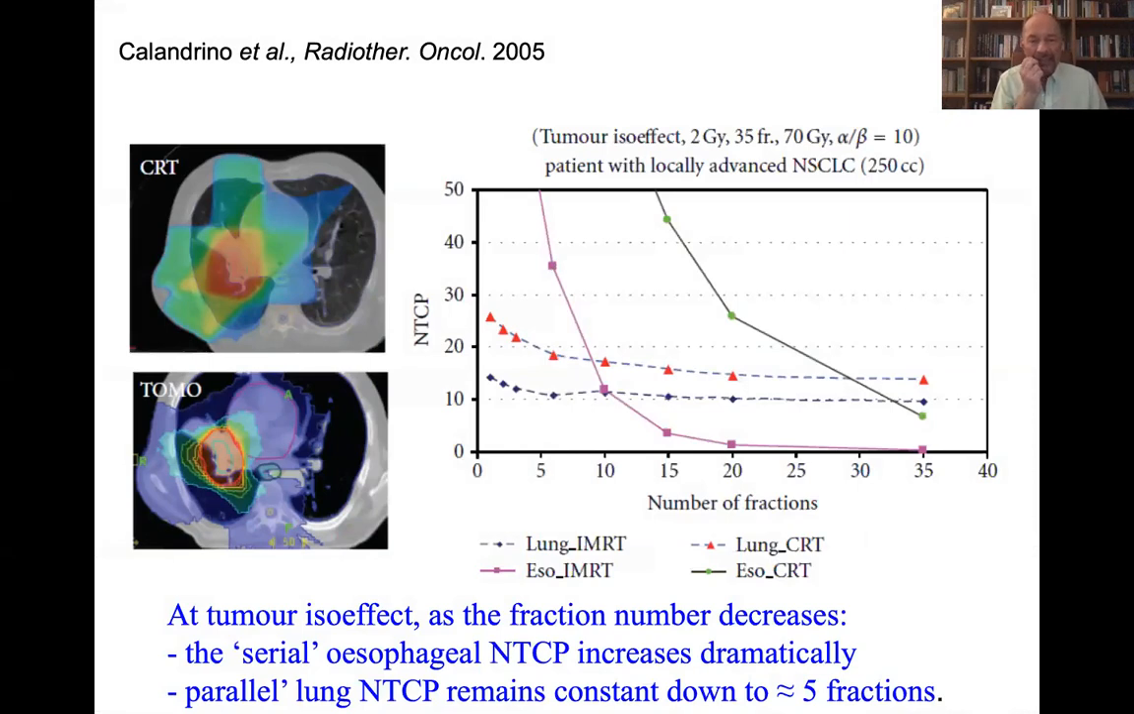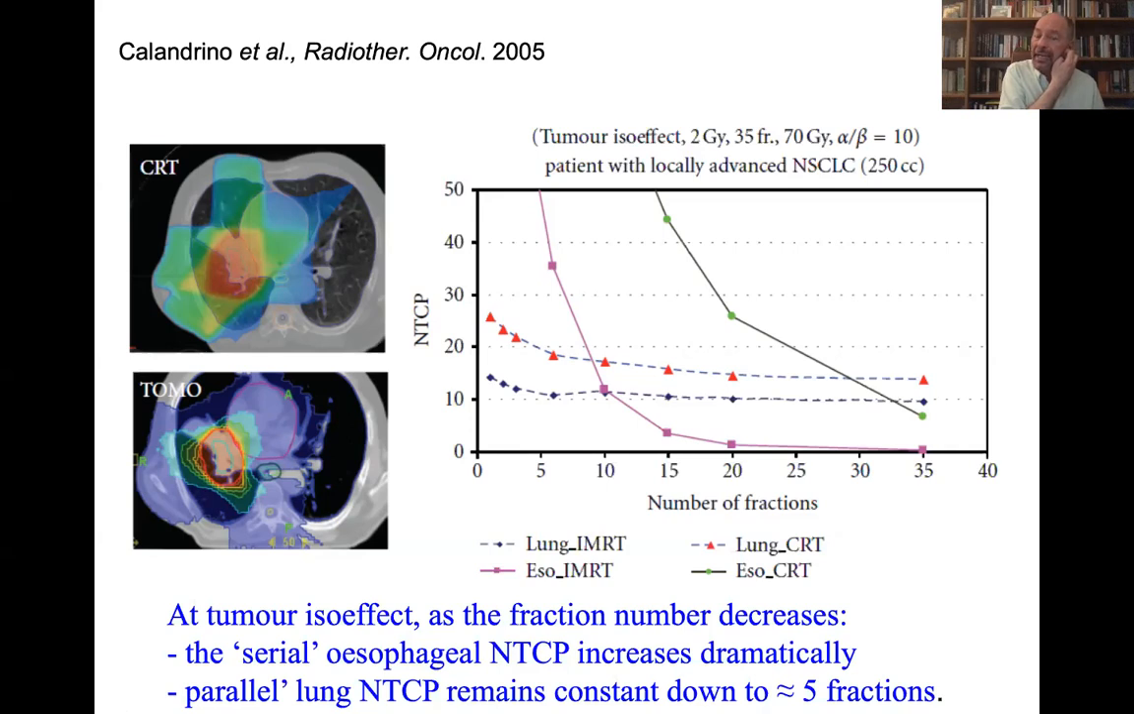Now, this is nicely shown here in this example, which was published a few years ago. Just playing with the numbers is something that you can really do at home. This is now the NTCP. So same TCP, you calculate the NTCP using the LKB model. So you have 2 gray, 35 fractions, so a physical dose of 70 gray, alpha beta 10 gray. These are patients with locally advanced non-small cell lung cancer, so grade 3 lung tumors. And there are 2 different techniques. One is the 3D conformal radiotherapy, shown here, with the 1, 2, 3 beams, and the other is tomotherapy. In tomotherapy, as you have seen, you have a full rotation.